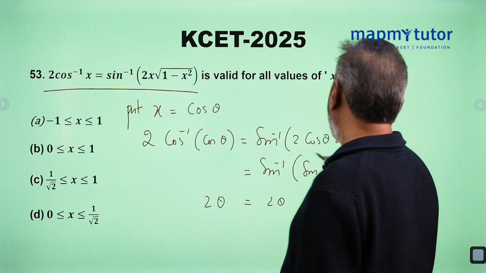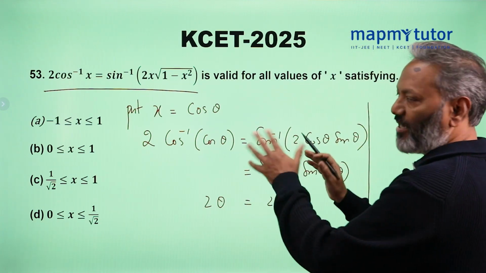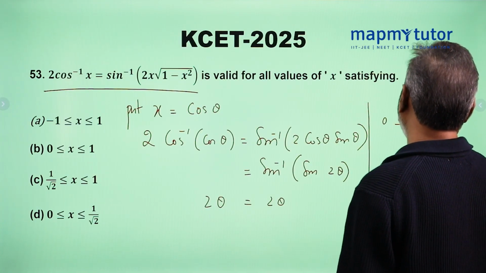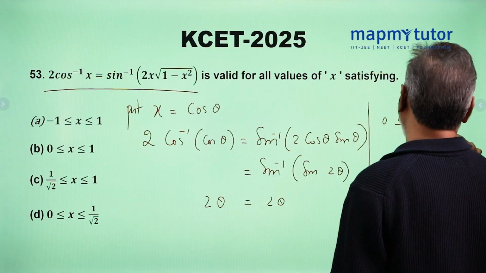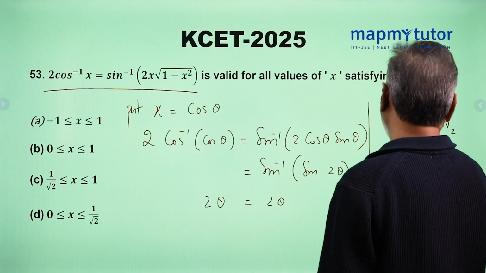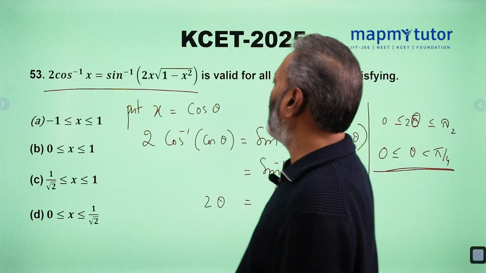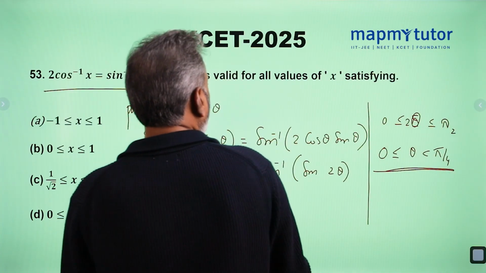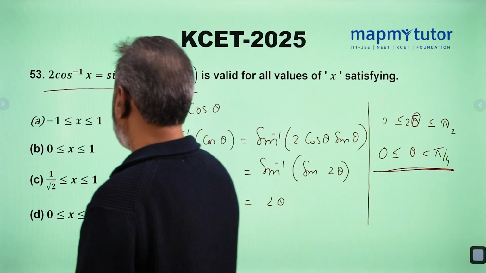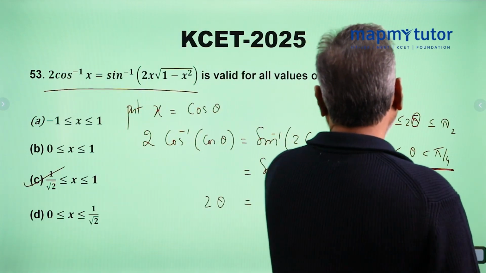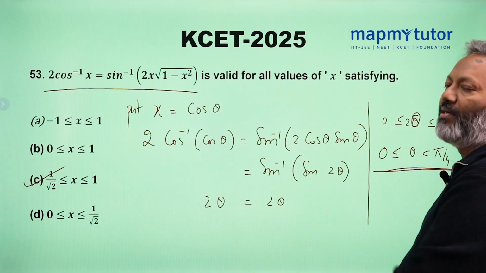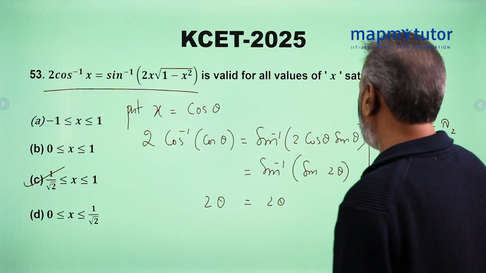And finally, for the range of theta, I should take the common range, right? So 2 theta lies between 0 to pi by 2. Remember, 0 less than or equal to 2 theta less than or equal to pi by 2, or theta up to pi by 4. So this is the common range I can consider. And correspondingly, what will be x? Of course, x is cos theta. So cos 0 is 1 and cos pi by 4 is 1 by root 2. Yes, it is Option C. Because it is a decreasing function, it will be in the reverse order. 1 by root 2 to 1 is the range of x for which this equation is valid.